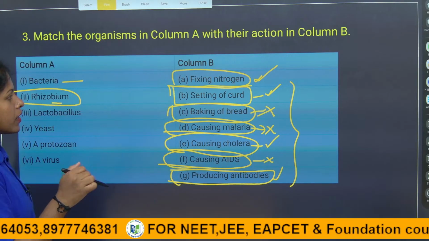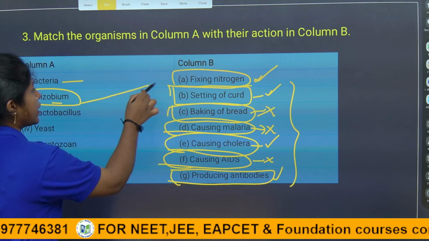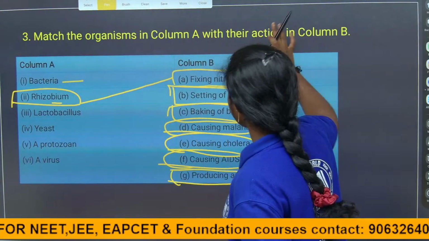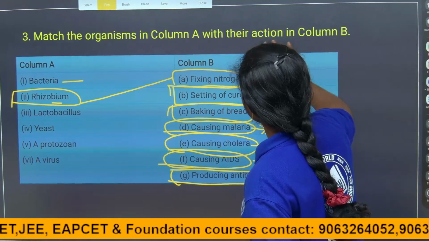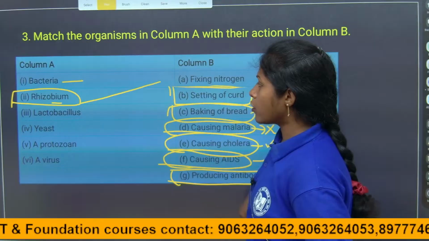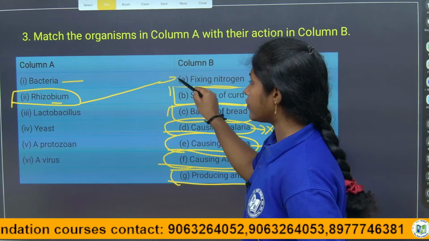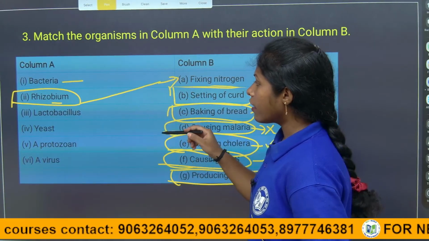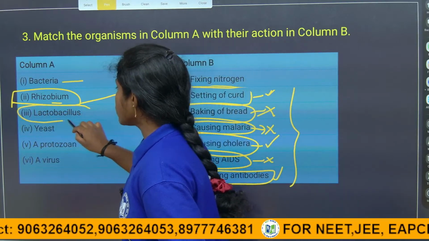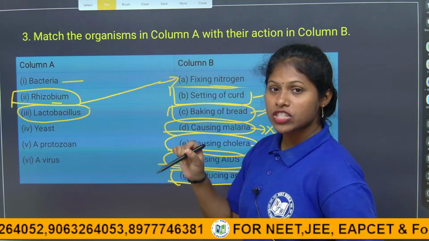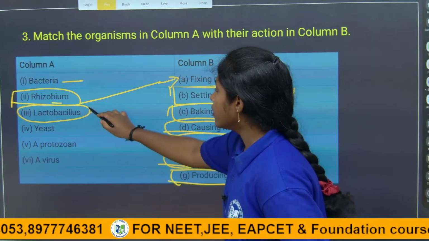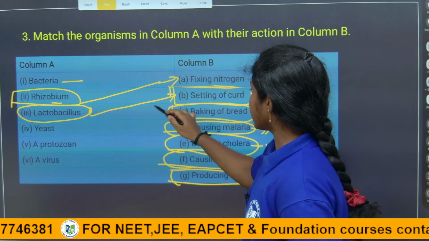So, rhizobium. Rhizobium is involved in fixation of nitrogen. So the first answer will not be suitable for the first one, because rhizobium directly fixes the nitrogen, we all know about it, right. Next one, lactobacillus, the bacteria which is helpful in the curdling of curd, right. So here is the next.